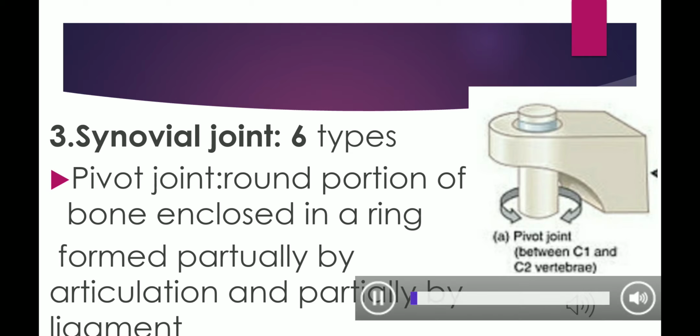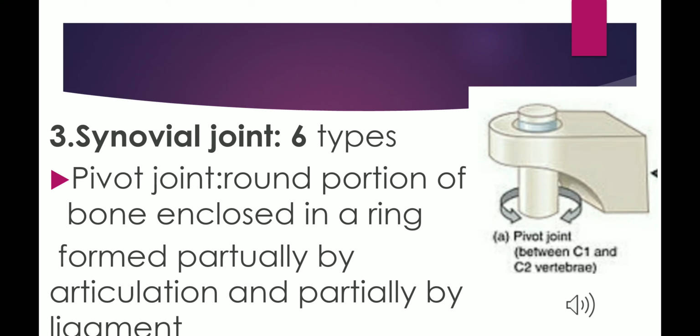So the last one is the synovial joint, and synovial joint is structurally classified into 6 types, that is pivot joint, hinge joint, condyloid joint, saddle joint, plane joint, and the ball and socket joint. So the first one among them is the pivot joint.